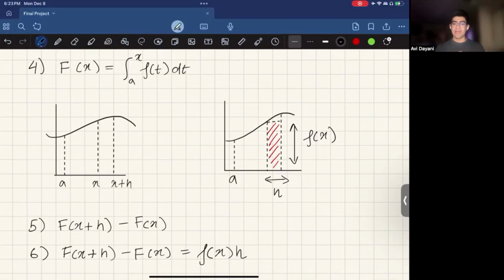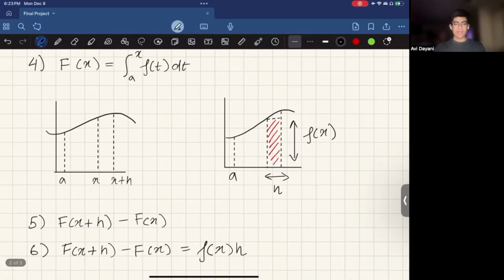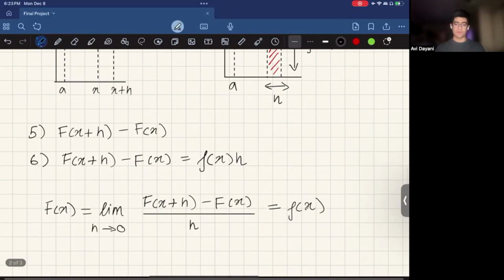Now imagine moving that x a tiny bit to the right from x to x plus h, which is what I have sketched out here under step 4 on the left. This change in area is the antiderivative at x plus h minus the antiderivative at x, which is roughly the area of this thin rectangle, which I have colored over there. When we take the limit as h tends to 0, this approximation becomes even more exact, as we can see in steps 5 and 6 over here.